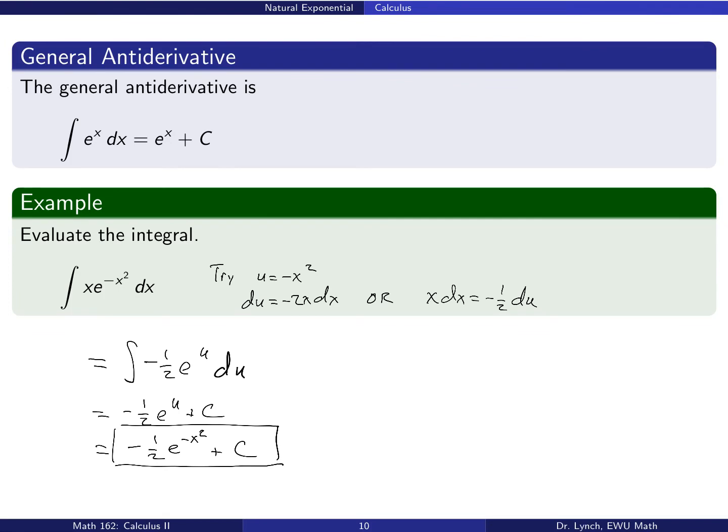And again, just like always, we can check these indefinite integrals by differentiating, and you can imagine doing the derivative here. It's one we did earlier.